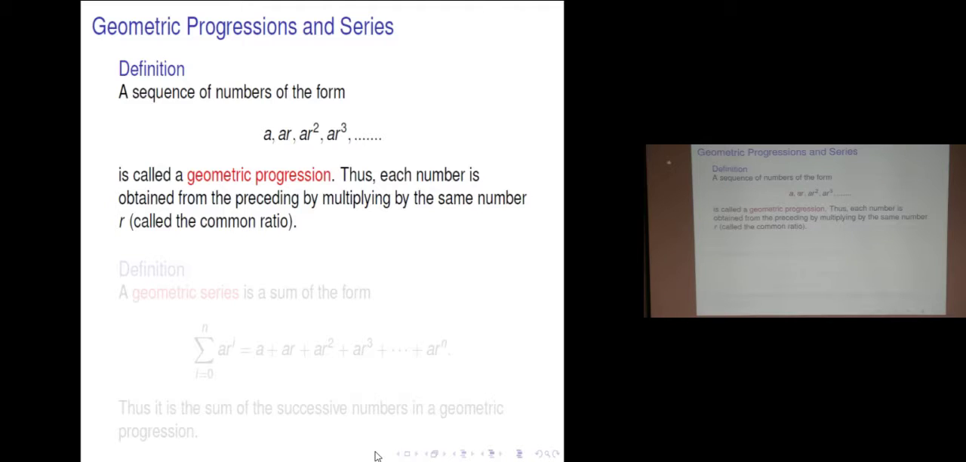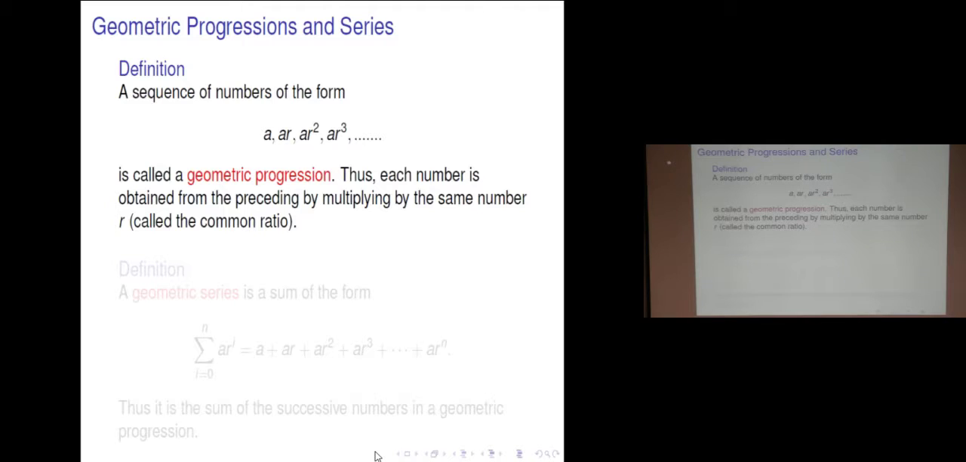So it starts from the first term A. The second term is obtained by multiplying A by a fixed number R. Just now we added a fixed number D to A, right? Now instead of adding, we multiply. So the second term is A times R, and then A times R one more time, so it's A times R squared. Then the next term is you multiply the same R to the previous term. So you get A times R to the power 3, right?